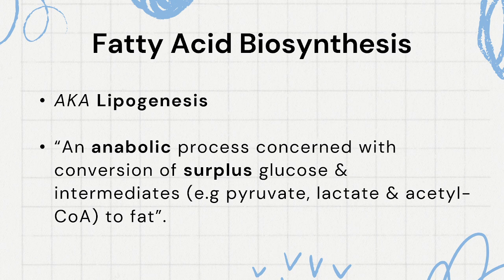Fatty acid biosynthesis, also known as lipogenesis, is an anabolic process concerned with conversion of surplus glucose and intermediates such as pyruvate, lactate, and acetyl-CoA to fat. So it is a building up process, an anabolic process. The body converts the energy and metabolites and carbohydrate molecules that are more than needed, the surplus, to fat stores.